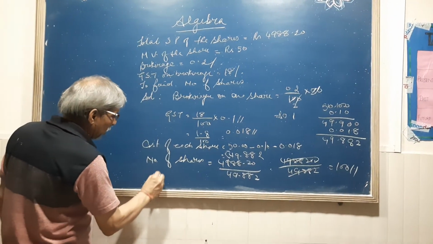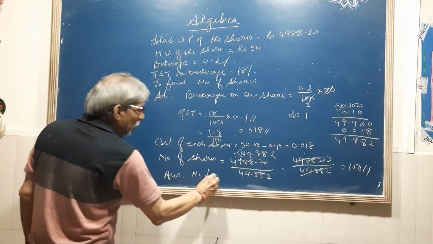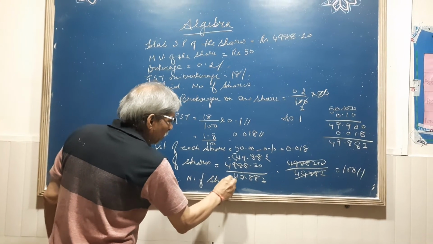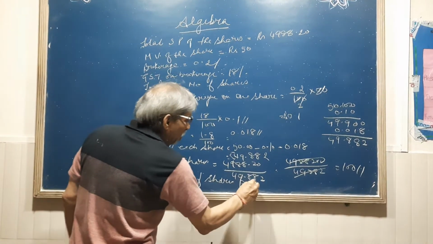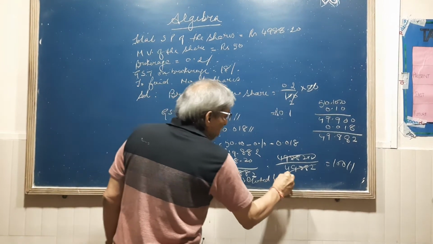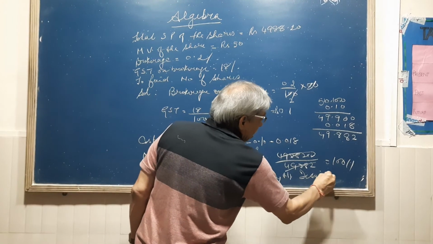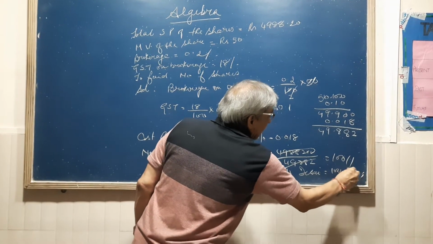You write the answer in words: number of shares sold by Mrs. Desai is 100 shares.